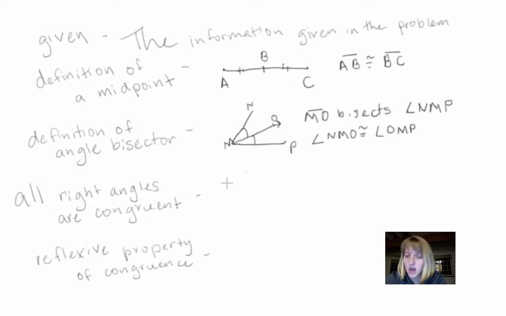Another statement that's often given is that something is perpendicular to something else. Let's say XY is perpendicular to WZ. So in our problem we've got perpendicular lines. Here's XY, here's WZ.